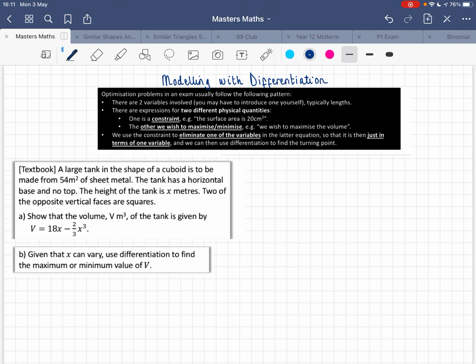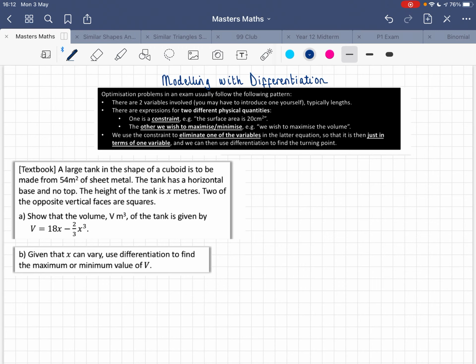So, given that the surface area is 20 centimeters, what is the maximum volume that the shape can take, or whatever? We use the constraint to eliminate one of the variables in the other equation so that it's just in terms of one, which means we can then differentiate and find the turning point, which will allow us to find a maximum or a minimum.